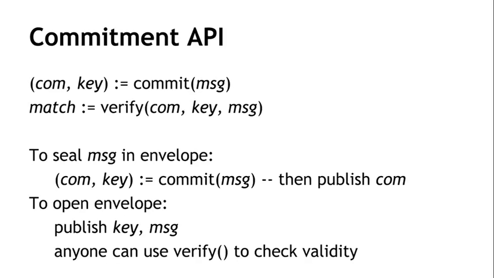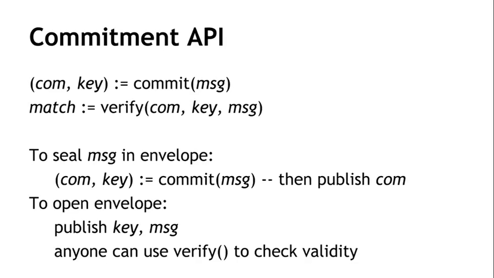Okay, now to seal MSG in an envelope, what we do is we commit to the message, and that returns a commitment and a key, and then we publish the commitment. That's putting the envelope on the table. Now later, to open the envelope, we're going to publish the key and the message that we committed to, and then anybody can use this verify call with the commitment that we published previously, the key and message that we just announced, to check the validity of our opening the envelope.